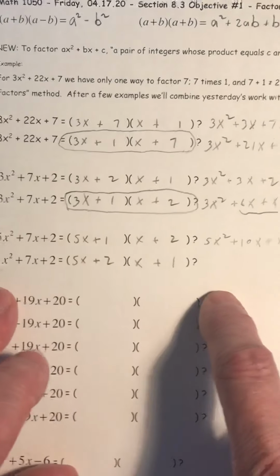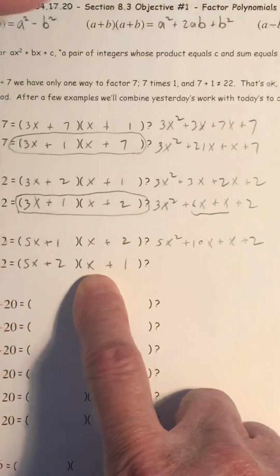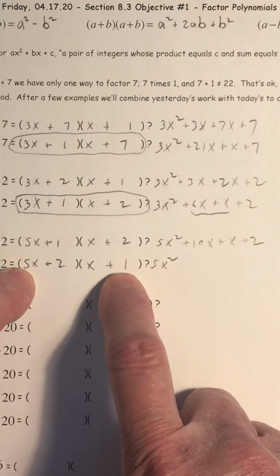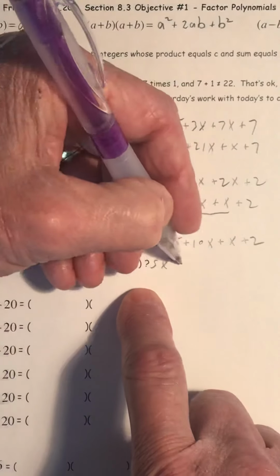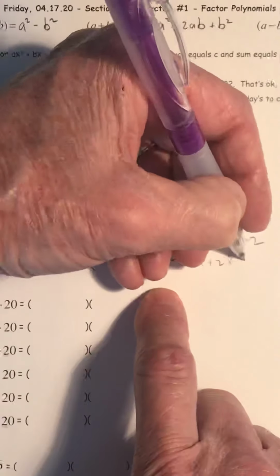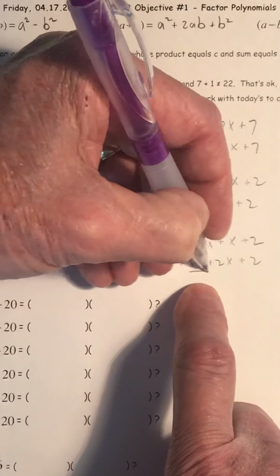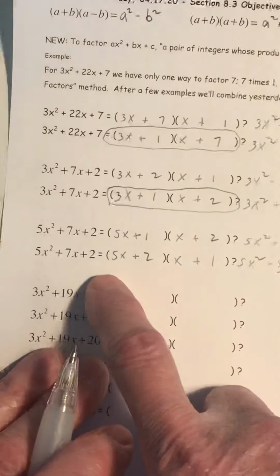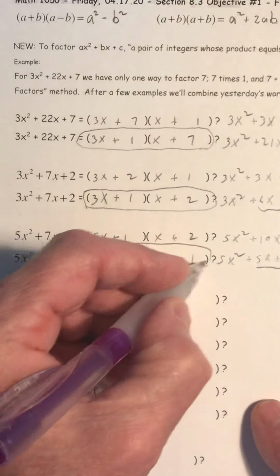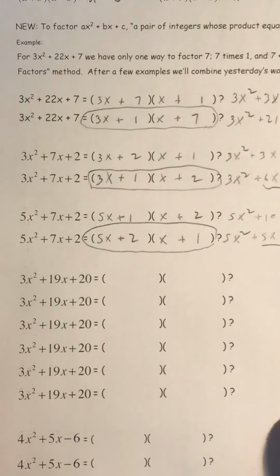Does the next one work? Of course we get the 5x squared. How about the middle? 5x and then 2x, and then plus 2 at the end. There is the 7x that we were hoping for in the middle. So that factors that. Okay.